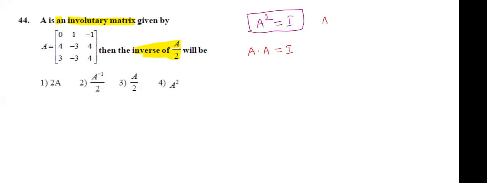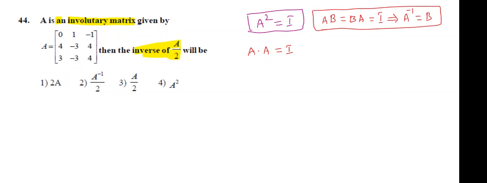Already you know the inverse matrix condition: AB is equal to BA is equal to I. Then what is the condition? A inverse is equal to B. This is the definition. Remember this condition. So on that basis, I am going to identify this, you have to treat it as B. So finally, what are we getting here? A inverse is equal to A only. Yes or no? A inverse is equal to A only.